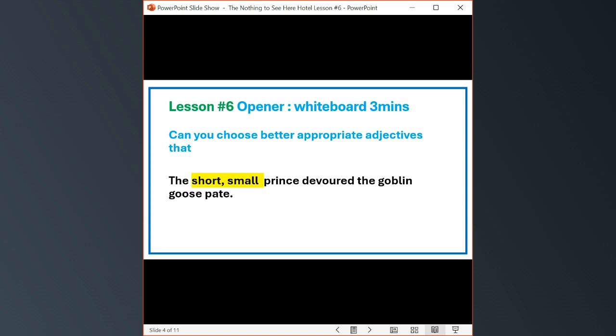Our opener today is up-leveling adjectives. You want your children to realise that short and small mean similar things, and with this adjective description, we want to use two adjectives that mean different things to communicate a stronger picture to our reader. Example, the stubby, ugly prince devours the goblin goose pate.